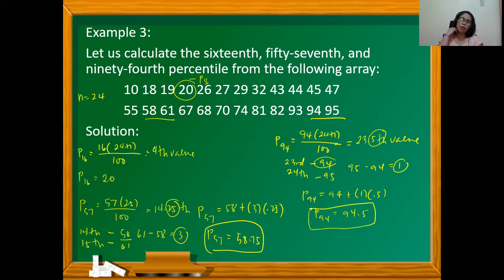So in solving for the percentile, we have to consider the position first. If we come up with an exact value, meaning a whole number for the position, we will be able to locate or identify the percentile value by inspection, going through the ordered array. If it's not a whole number, then we have to do some computations like what I have shown to you. So that's it for now.